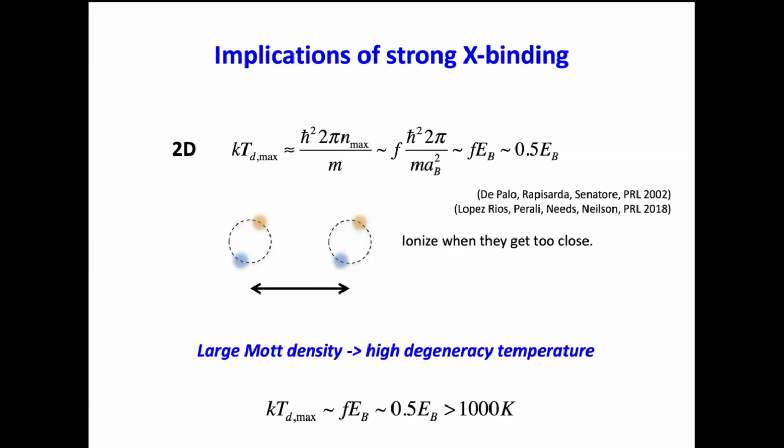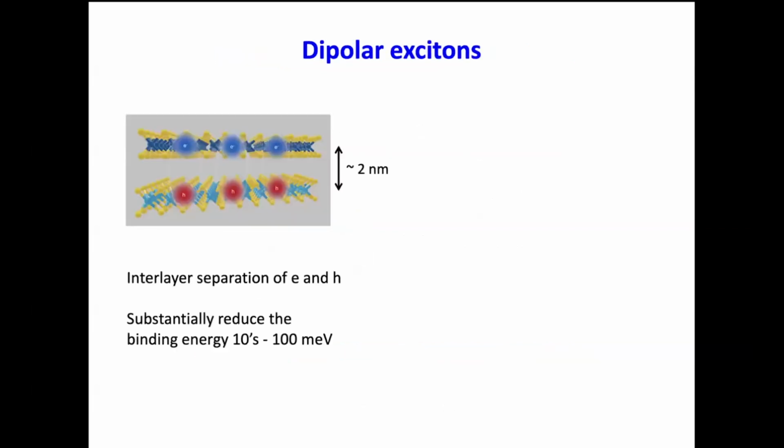So there are some quantum Monte Carlo studies talking about how big this factor should be. It's about 1/2. So if you plug in the number, you have about 0.4 eV binding energy. Then the maximum degeneracy temperature can easily be above 1,000 Kelvin. So there's some hope to get a high temperature exciton condensate or exciton superfluid in this system.